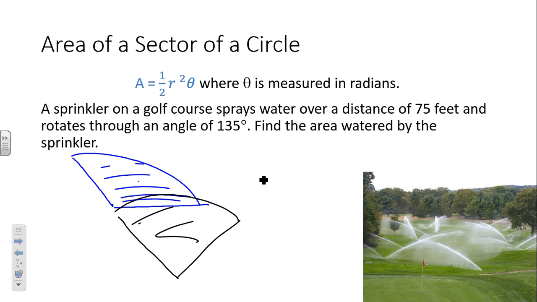So here's our sprinkler, and we have a 135 degree arc that this sprinkler's making, central angle. It has a 75 foot radius, and our goal is to figure out what's the area that it covers. So they give us a formula, 1/2 r squared theta, with theta being in radians. But what's the area of a circle? Pi r squared.